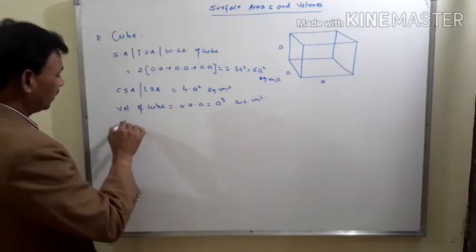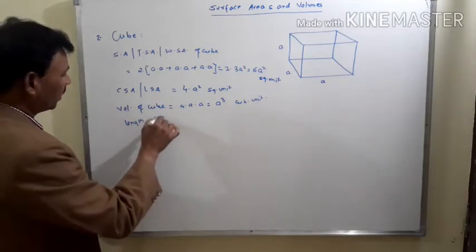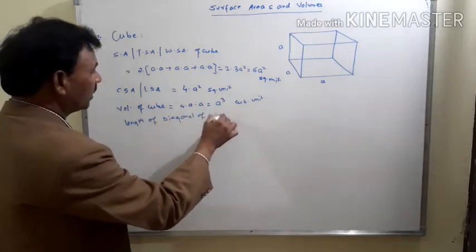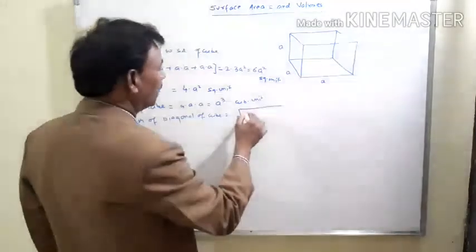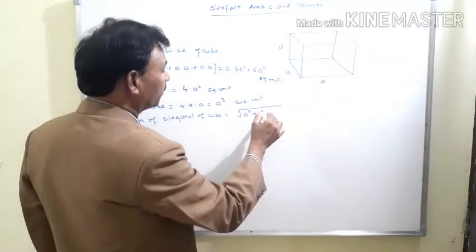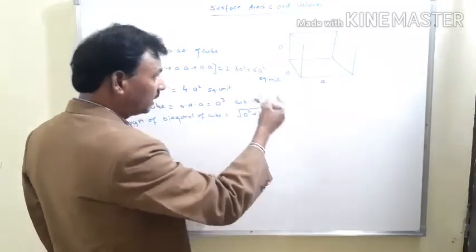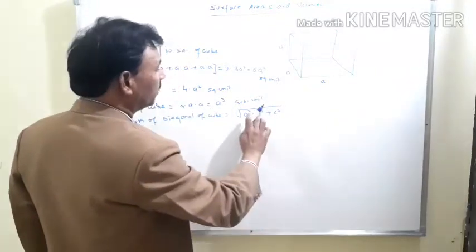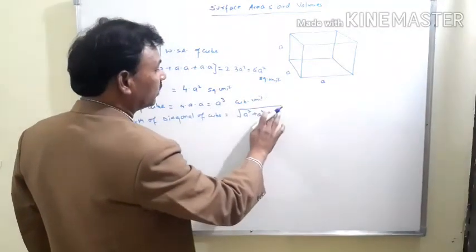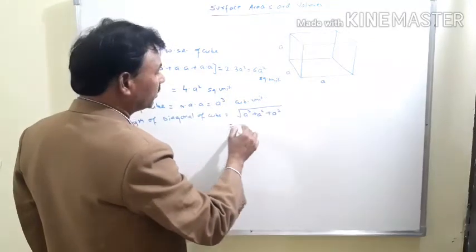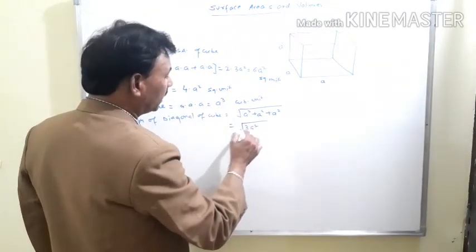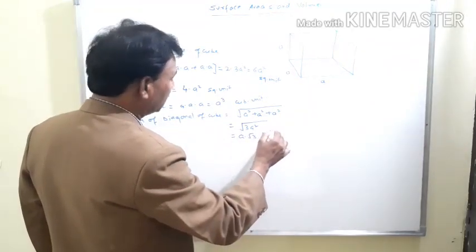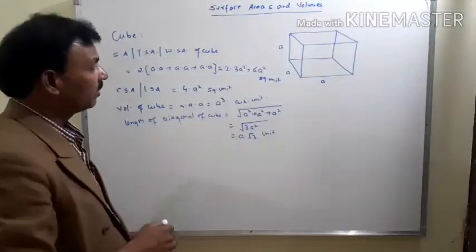Now the length of the diagonal of a cube is equal to root under length square plus width square plus height square. But as you know here all sides are the same, so this will be A square plus A square plus A square, and this will be root under 3A square, or equal to A into root under 3 unit. This is the length of the diagonal of a cube.